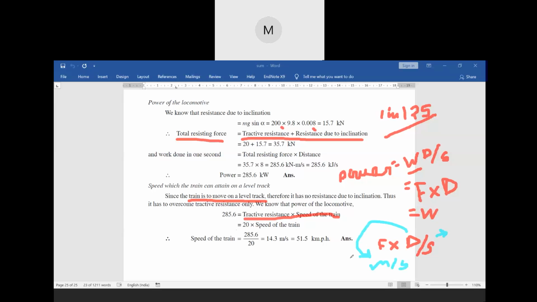So if we write in meter per second, what is meter per second actually the unit of? Yes, it is the unit of speed, so that is why we considered speed. Understood now? Okay, got it.